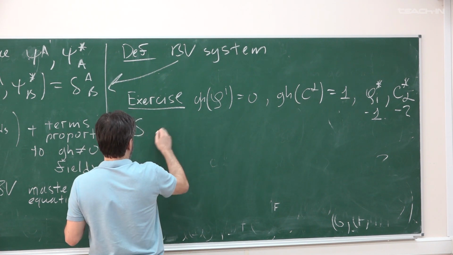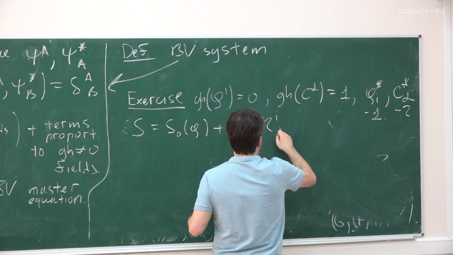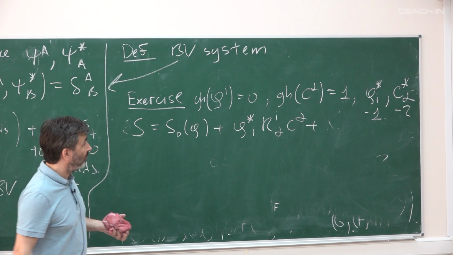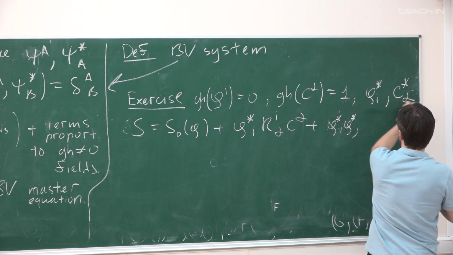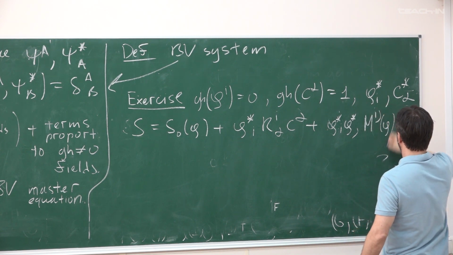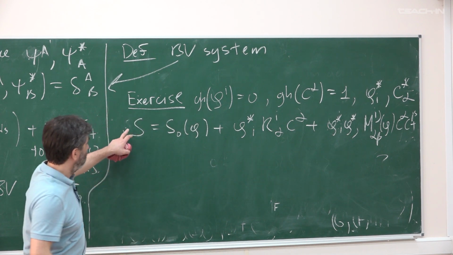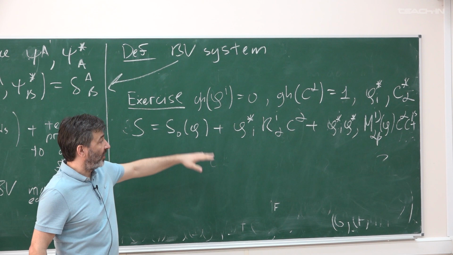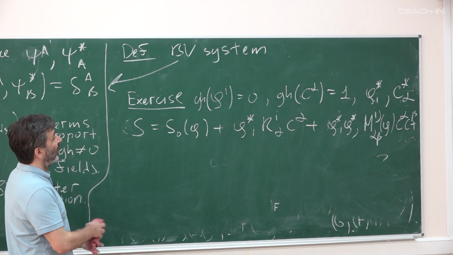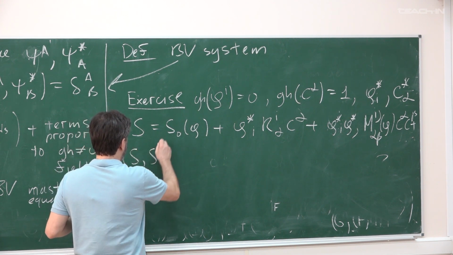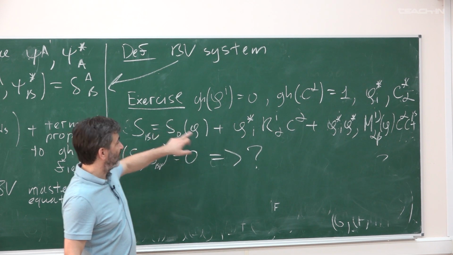Of course we can then expand our S as S naught of phi plus something like phi star I R^i_alpha C alpha plus higher terms in ghost expansion. For instance, there can be a term like this: phi star i phi star j M^ij_alpha beta, in principle depending on phi, C alpha C beta, plus more. So in the exercise, I just wrote the generic first terms of a generic expression of this expansion of S with respect to the variables of non-vanishing degree. And what I ask is to find, let's say this is the BV master equation, what does it imply in terms of S naught, R, M?